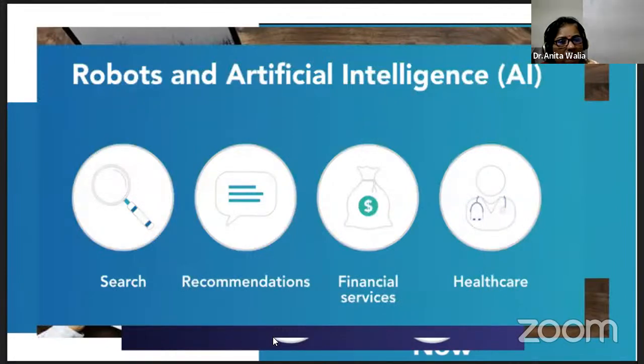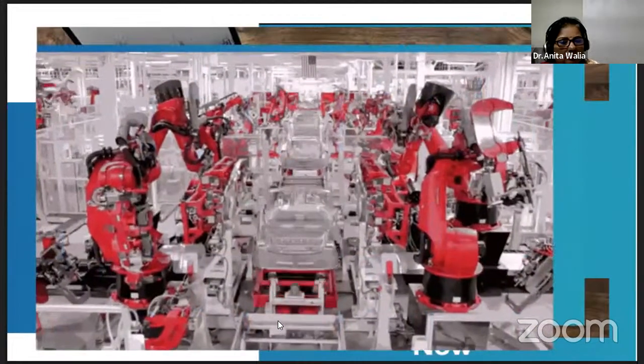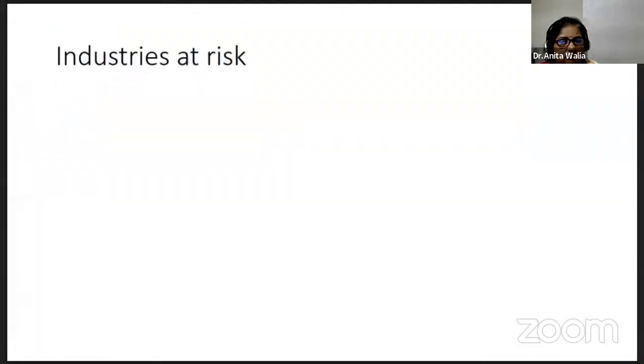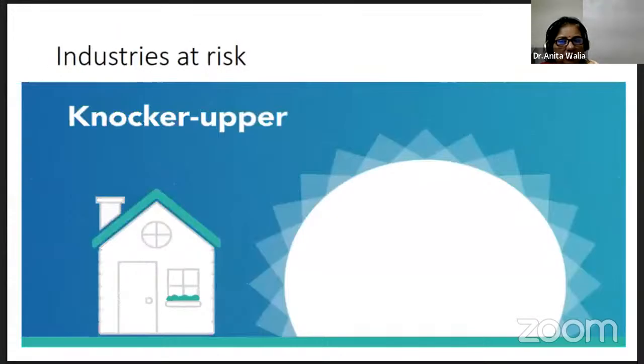So robotics and artificial intelligence are used widely in industry in terms of searching, recommendations on the e-commerce side, fintech services, healthcare industry, manufacturing industry, autonomous vehicles. These are the industries which are at risk now.